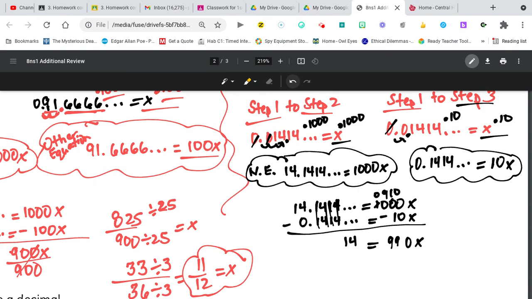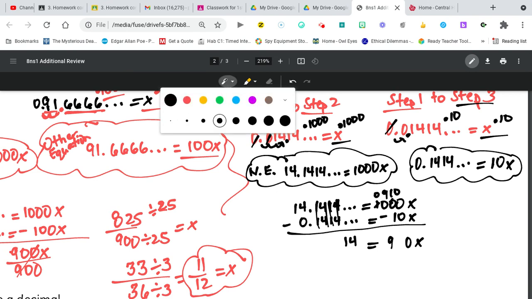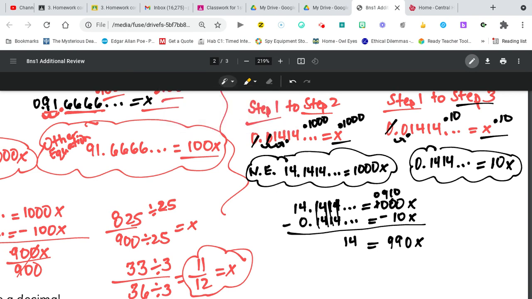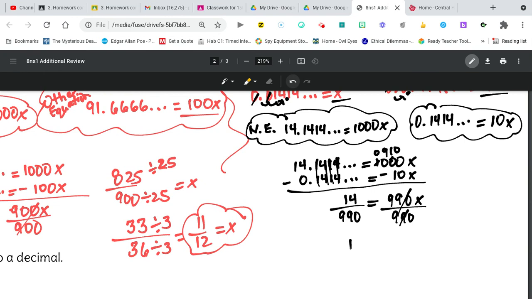That's 990 x's. Let me write that a little better. And then after you subtract, you're supposed to solve, get x by itself. So you're going to divide by 990. Why do I keep writing 900? These will cancel. So I have 14 over 990.